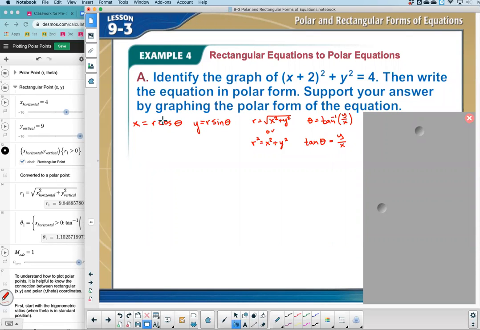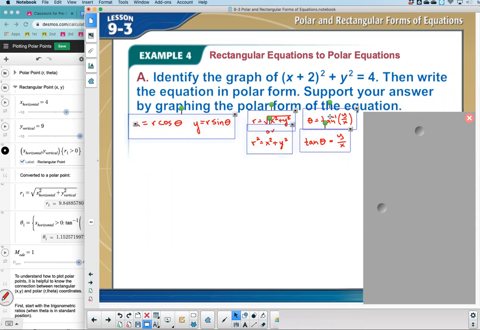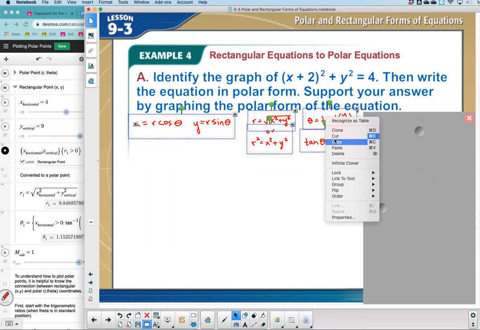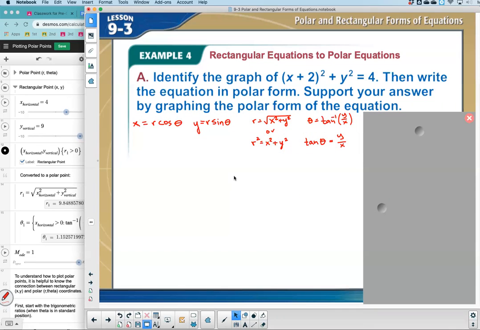I'm going to still call it formula 1, 2, 3, and 4. And now let me copy all this. As for the rest of the examples today, I'm just going to copy that and paste it each time. All right, so let's try to solve this equation.